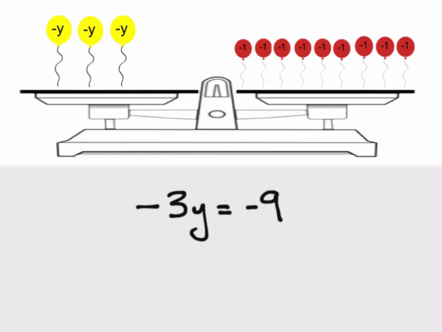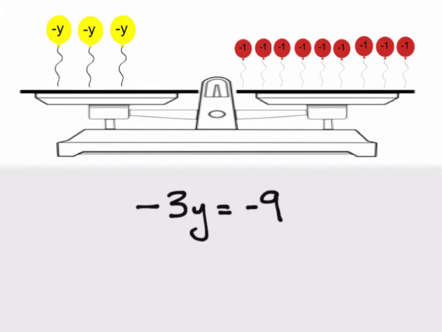Alright, last thing. Consider this equation: -3y equals -9. Now this one's really interesting to model using our scale. On the left-hand side of the scale, we have 3 balloons, each pulling up with a weight of y kilograms, for a grand total of a weight of -3y kilograms. On the right-hand side, we've got 9 balloons pulling up on the scale with a weight of 1 kilogram each, for a total weight of -9 kilograms.